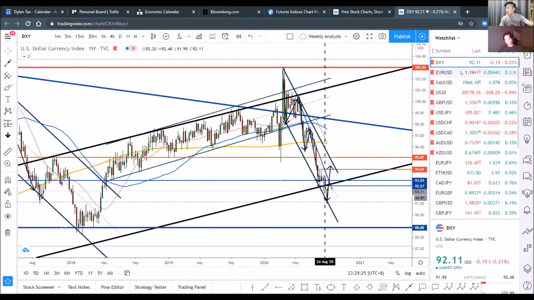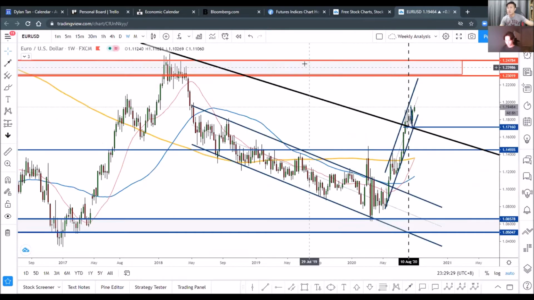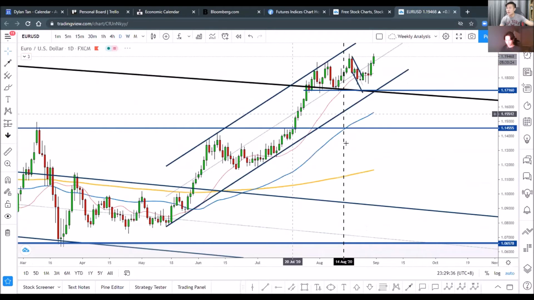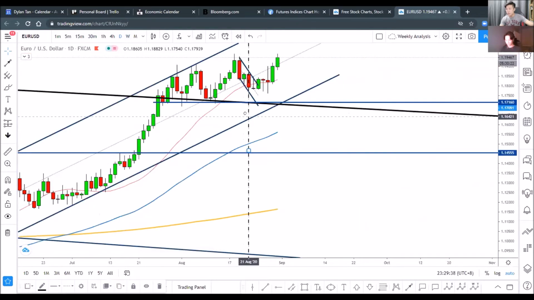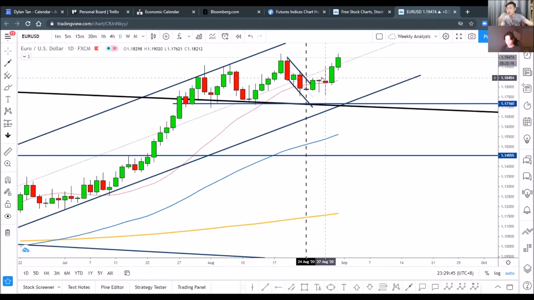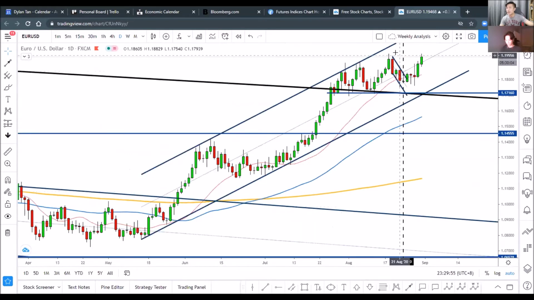All right, next, I will be talking about the euro dollar. The euro dollar is very similar to the dollar, like a mirror reflection. Similarly, last week at first it also just ranged. There was a strong upward movement on Thursday, but it pulled back again. But after that, on Friday itself, it continued to appreciate within this entire rising channel.